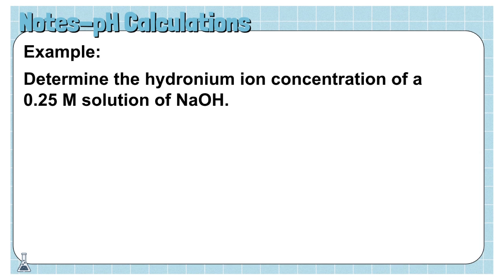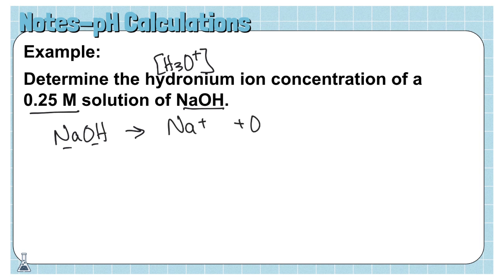So on this problem, it says determine the hydronium ion concentration. So if I'm going to write that in brackets, it's going to be H3O+, if I have a 0.25 molar solution of NaOH. So this is something that's a little different. NaOH, we learned last unit, is an ionic compound because it's a metal with a polyatomic ion. When it's put into water, it's going to split up into sodium ions plus hydroxide ions. If this NaOH is 0.25 moles per liter, I'm going to have 0.25 moles per liter of sodium ions, and I'm also going to have 0.25 moles per liter of hydroxide ions.